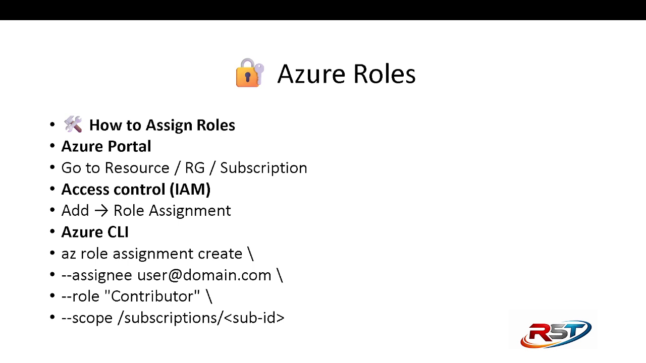How to assign roles? What are the steps? Go to the Azure portal, go to the resource group or subscription, select Access control (IAM), identity and access management, and click on Add role assignment. For Azure CLI, we already discussed this. The command is az role assignment create --assignee username --role Contributor --scope subscription ID.